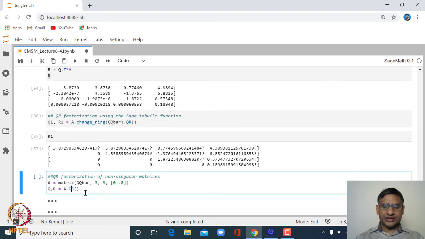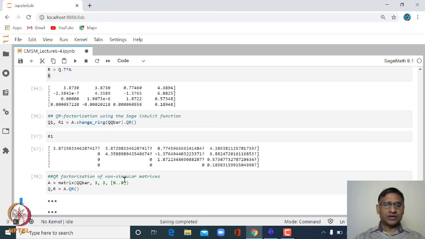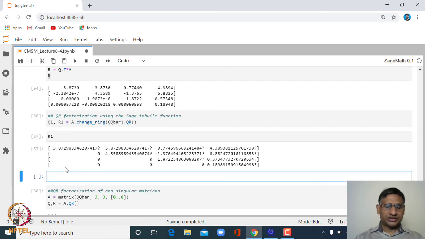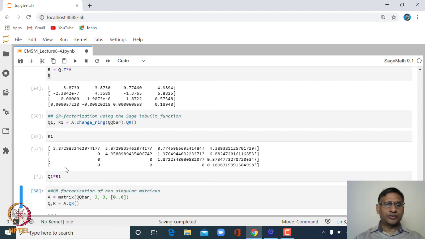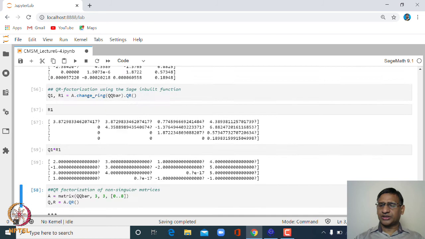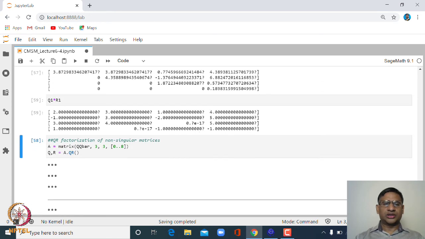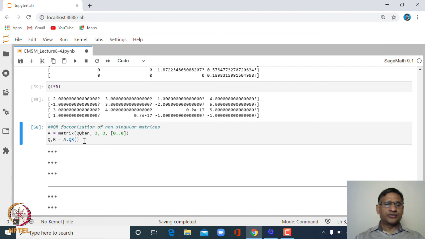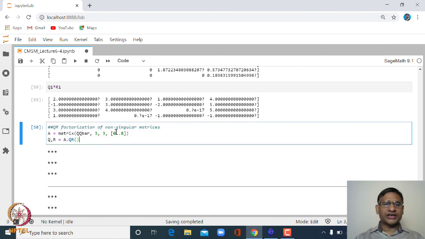And then you can check Q1 times R1. Let us check Q1 times R1. This should give you the original matrix. Okay, of course it gives you in decimals because these are numerical computations. So when you see, for example, this is 0 with a question mark, it says that it is a kind of approximation, right. And you can find QR factorization of any matrix.